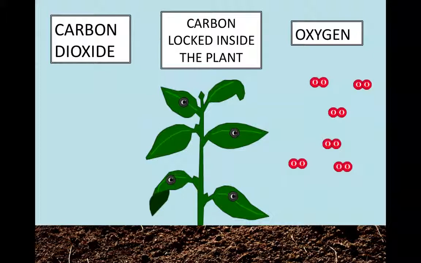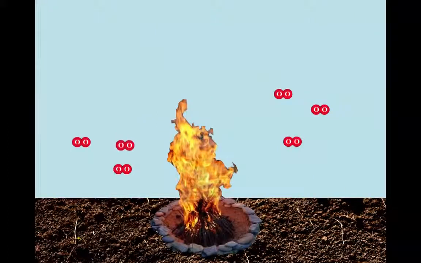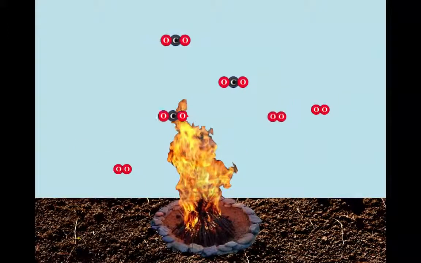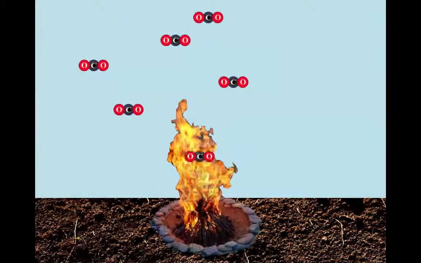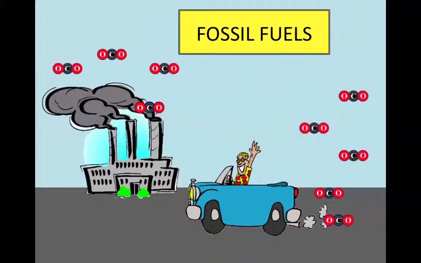The answer is simple: fire. Whenever a plant is burned, the process reverses. Oxygen from the air unlocks the carbon inside the plant, and carbon dioxide is restored to the atmosphere. Remember that fossil fuels come from plants. This means that whenever power plants burn coal or cars burn gasoline, large quantities of carbon dioxide are being released into the atmosphere. Scientists worry because these gases are known to cause global warming.